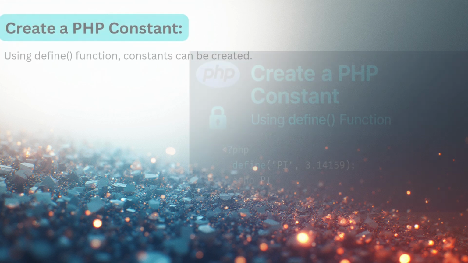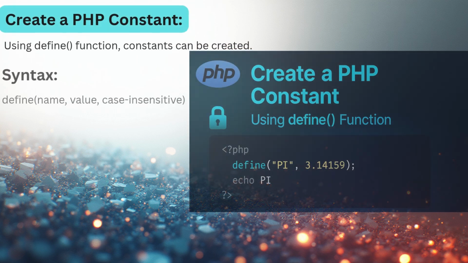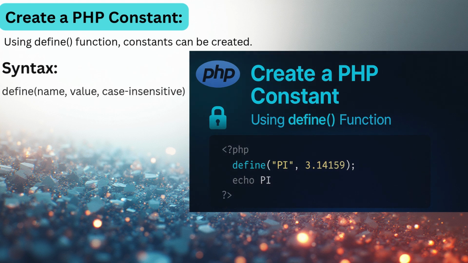Now that you've understood how to create a PHP constant using the define function, let's move one step further and explore another way to declare constants, by using the const keyword. In PHP, there are two main ways to define constants: using the define function, which we've already discussed, and using the const keyword, which is more commonly used inside classes or when you want to declare constants at compile time.